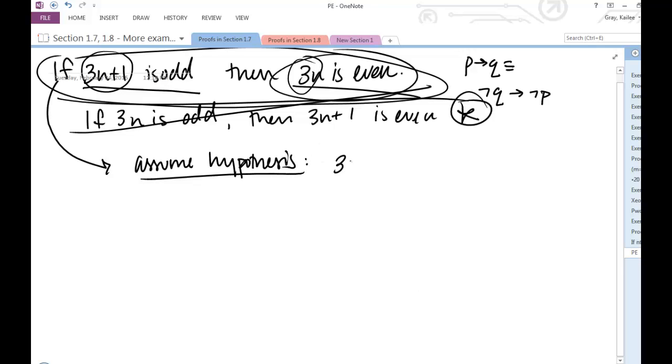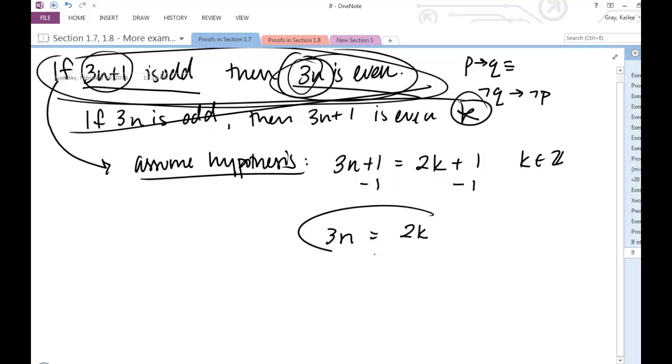So we're going to start by assuming that 3n plus 1 is odd, which means it's going to be 2 times some integer plus 1, okay? And just like we saw in the last one, right? Remember, we just subtracted 1 from both sides? We can definitely do that here, because remember, we're trying to conclude something about 3n, okay?